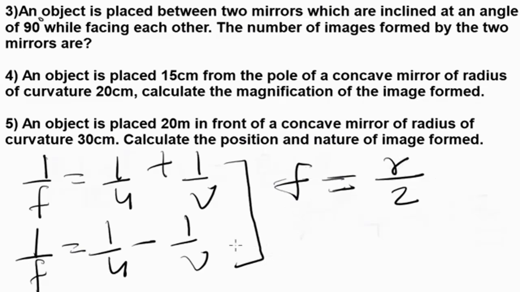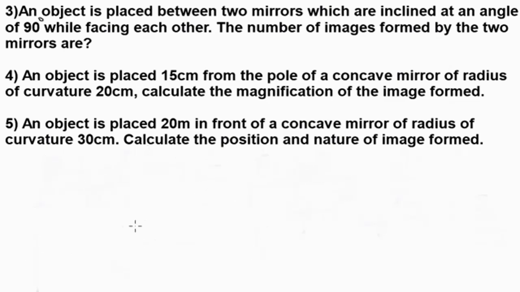So having known these parameters and this formula, let's go ahead and solve questions 4 and 5, and after that you can call it a class. So let's write below. The question says, an object is placed 15 cm from the pole of a concave mirror of radius of curvature 20 cm. Calculate the magnification of the image formed.